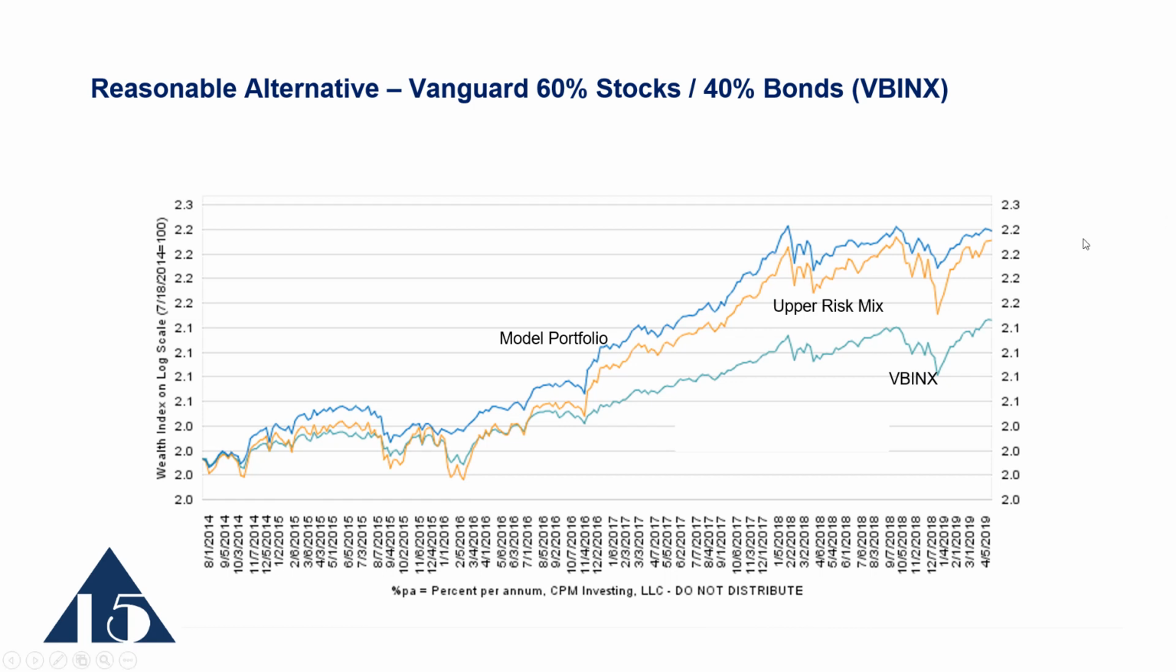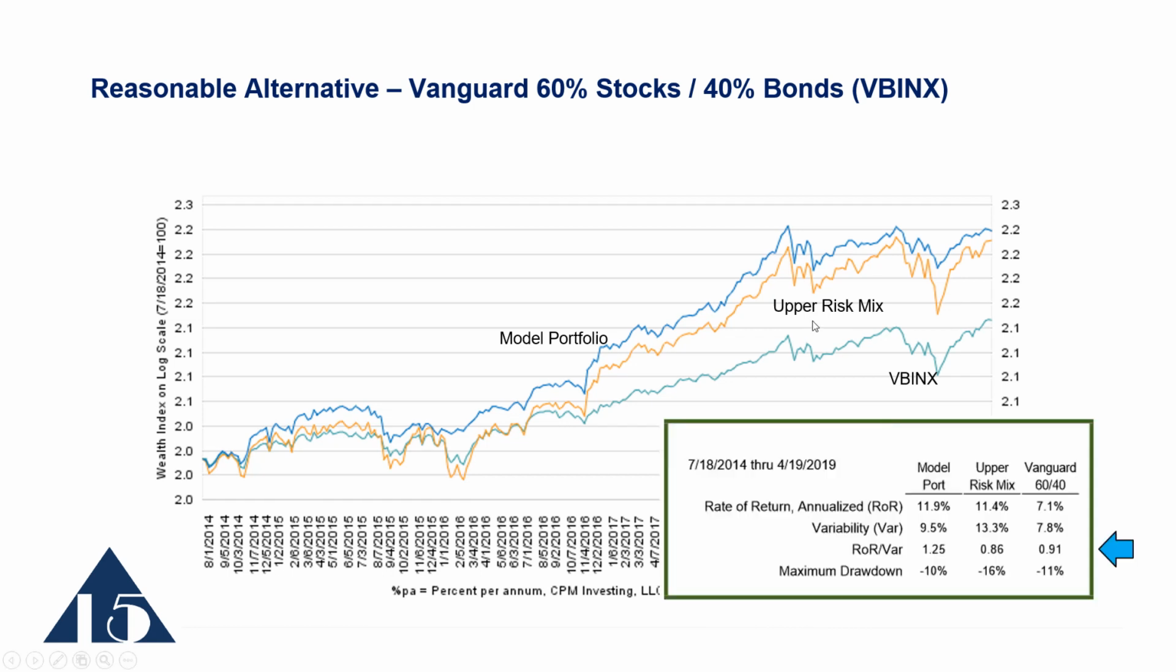Now, it's clear that the traded portfolio does reasonably well during the strong upward trending market from the period of 2014 to April of 2019, and it outperforms the upper risk mix, but it outperforms the alternative for many investors, a fund like VBINX, by even a greater margin. So that's the second comparative benchmark, something that represents a reasonable alternative to the Focus 15 investing model portfolios.